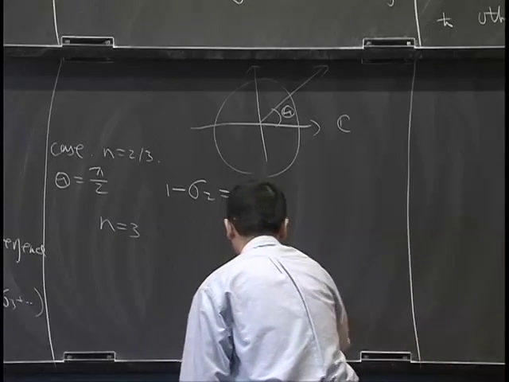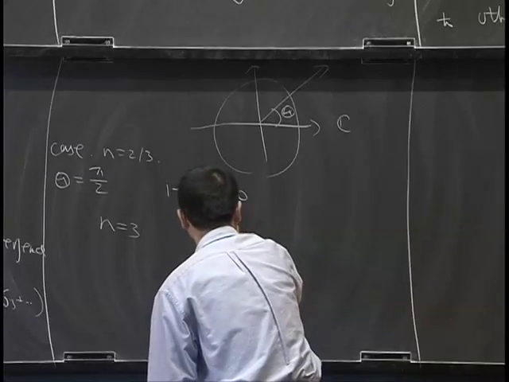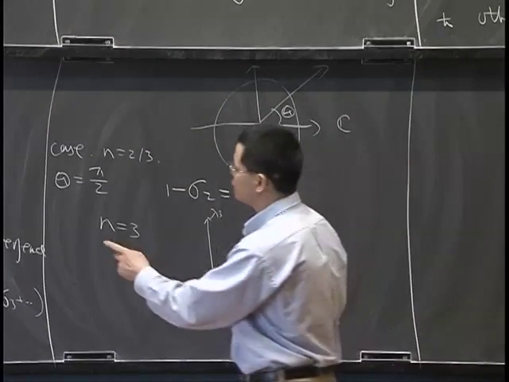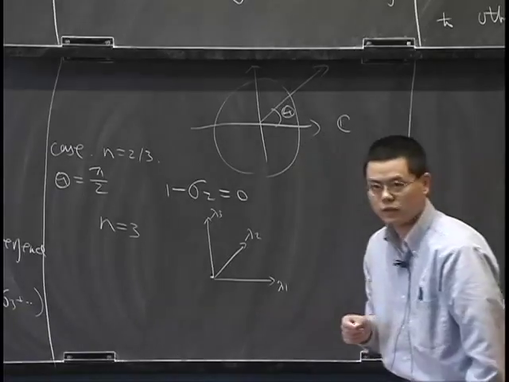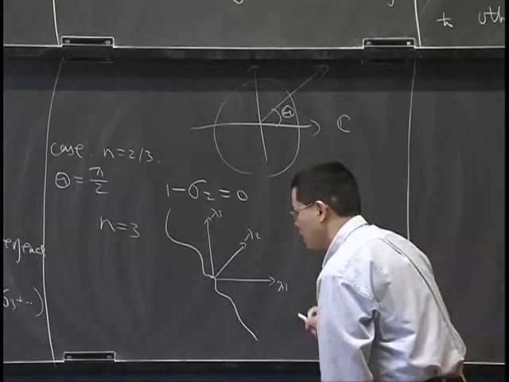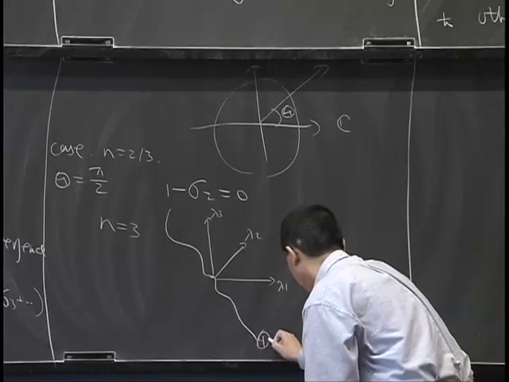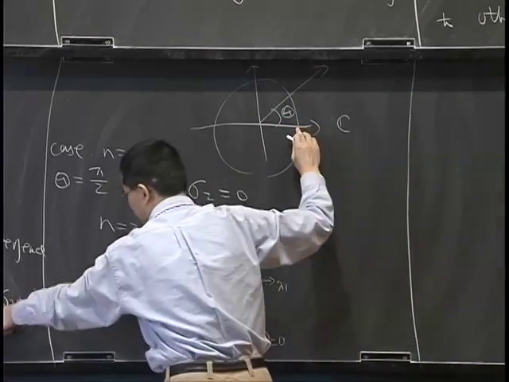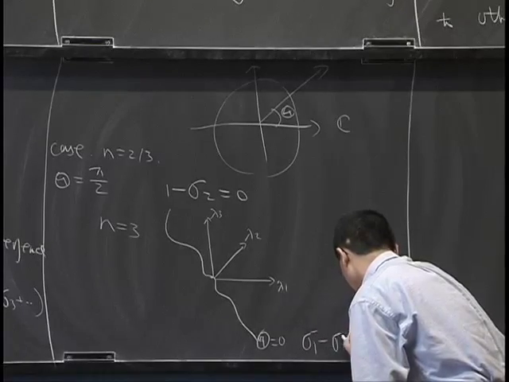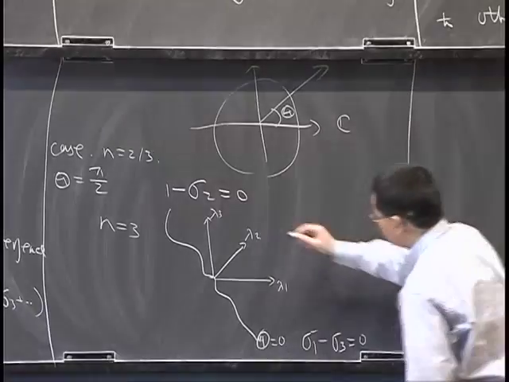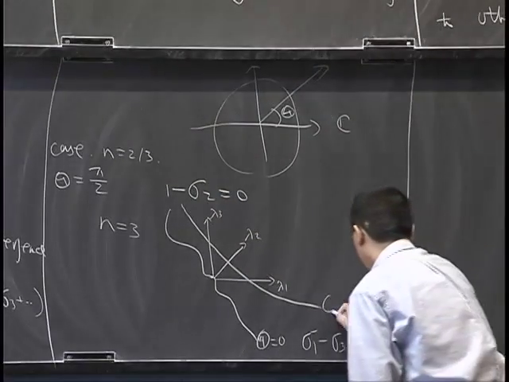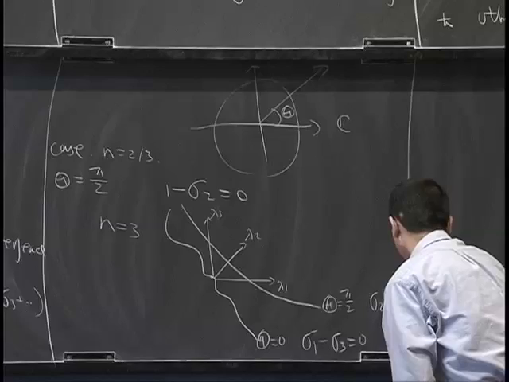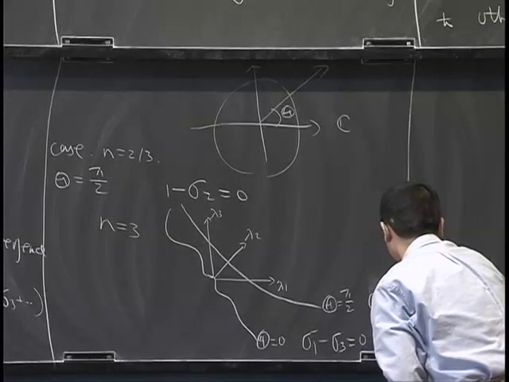Yeah, it's enough space. So let's look at those lambda space. When theta is 0, that means it passes through 0, 0, 0, actually. The level set, what level set? 0 level set. That really means when theta is 0, the real imaginary part is 0. That's sigma 1 minus sigma 3 is 0. Right? So when capital theta is half pi, we saw it, it's 1 minus sigma 2. Well, let me just say sigma 2 equals 1.